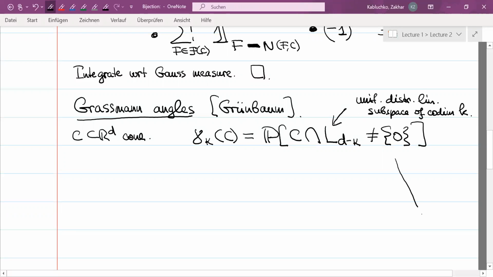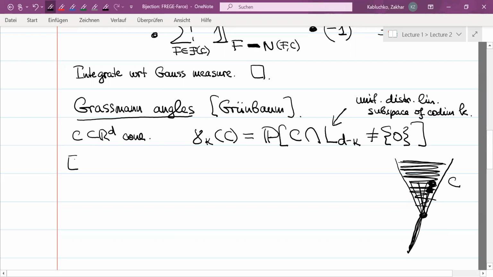Now, what is the motivation for this definition? The motivation is as follows. For example, let this be a cone. Then the usual angle of the cone is the probability that a random uniformly distributed vector is in this cone, right? But I can take the line generated by this vector, and I can ask, what is the probability that a random line intersects a cone? And now a line, or maybe a directed line, intersects a cone if and only if the direction is either in this cone or it is in the minus cone.